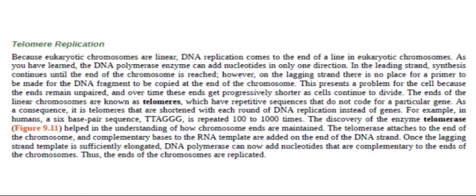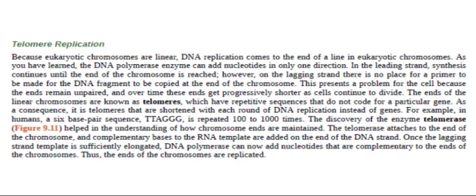For example, in humans, a 6 base pair sequence, TTAGGG, is repeated 100 to 1,000 times. The discovery of the enzyme telomerase helped in the understanding of how chromosome ends are maintained.